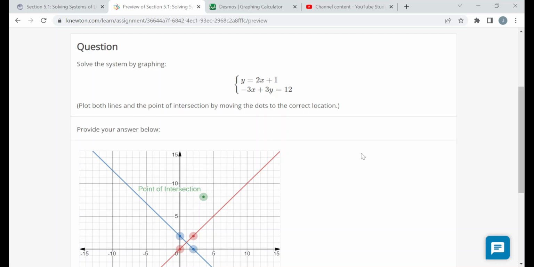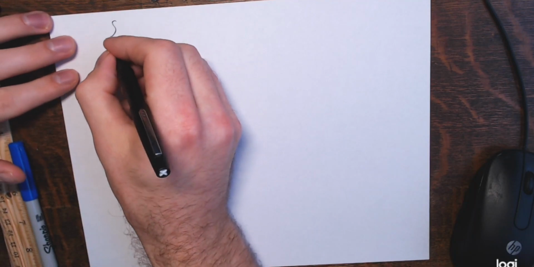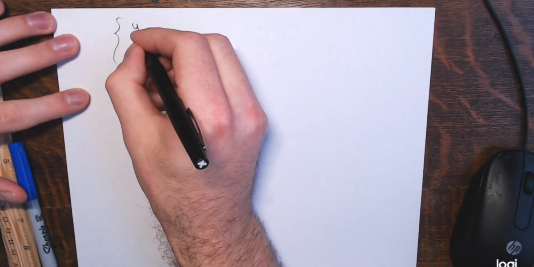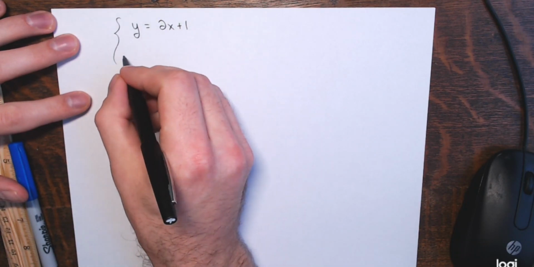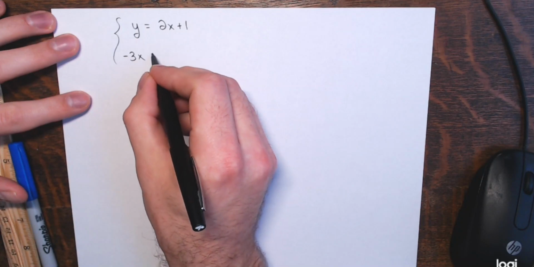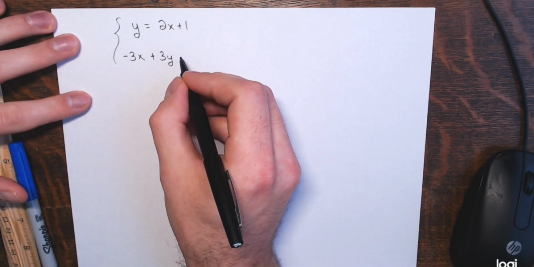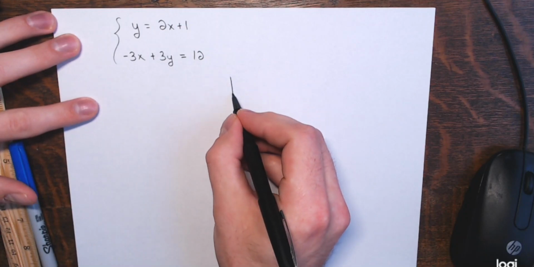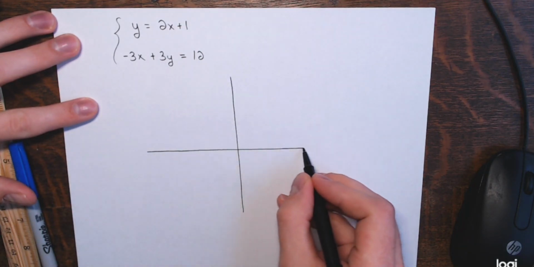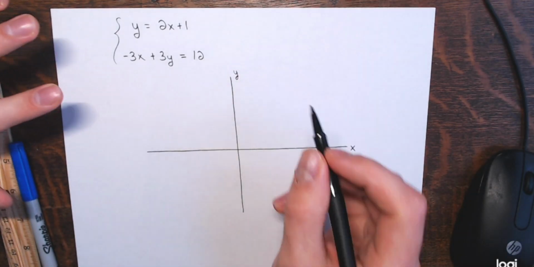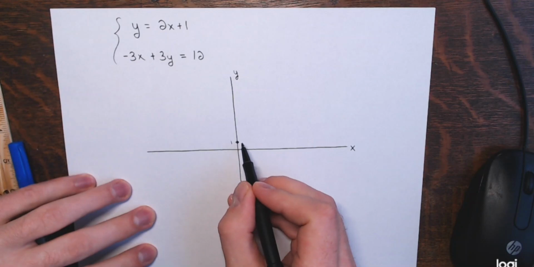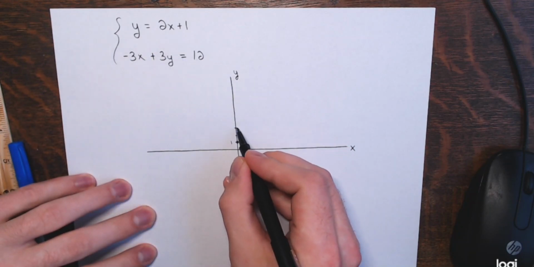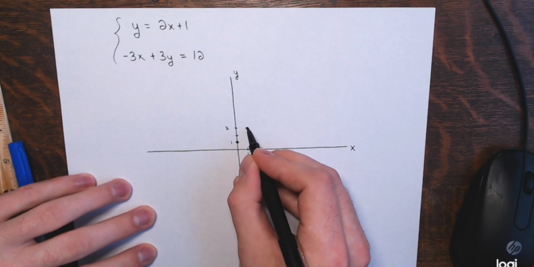So the system I'm given here, first equation, y equals 2x plus 1. Second equation, negative 3x plus 3y equals 12. Again, pretty simple to graph. Now, once again, I'm doing a hand drawing without graph paper, so this might not be the greatest thing in the world. But 0, 1 would be the y-intercept of the first equation, and then it has a slope of 2. So 1, 3 should be on the graph of that as well.